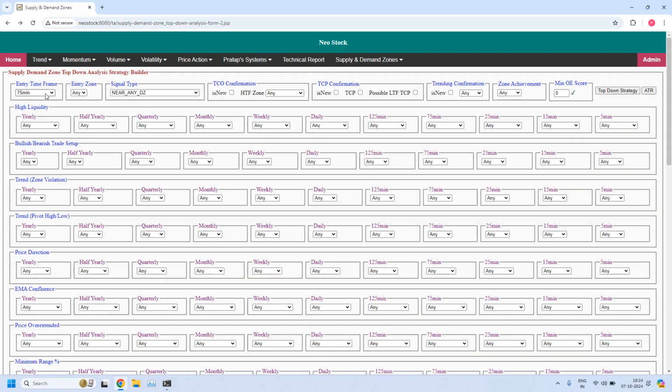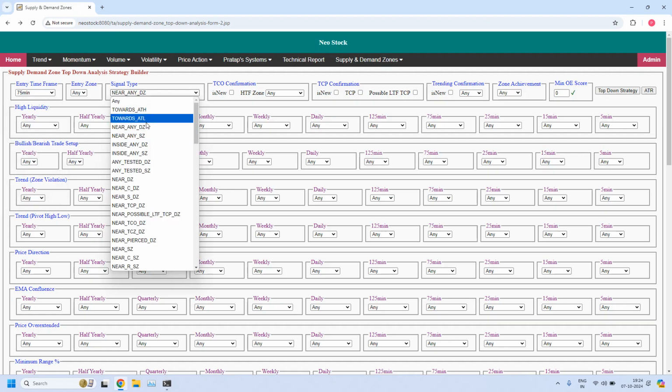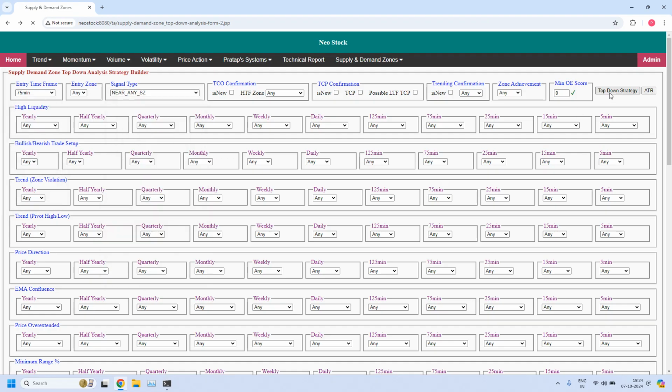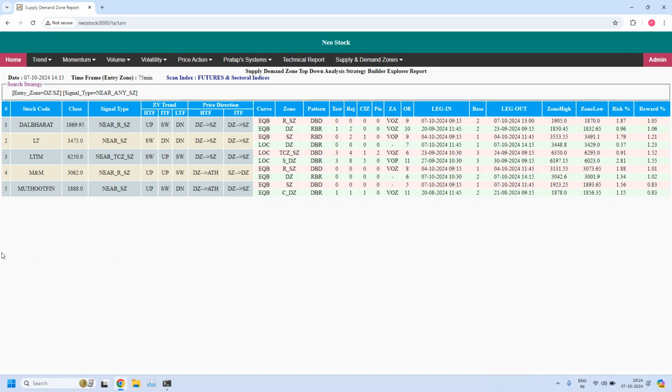Okay, next, for 75 minutes time frame, let us find the stocks near 75 minutes supply zone. 5 stocks are filtered. Let's identify high liquidity supply zones from this list. Dalmia Bharat is having high liquidity 75 minutes supply zone. And M&M is also high liquidity supply zone. So we have identified 2 75 minutes high liquidity supply zones from this list.